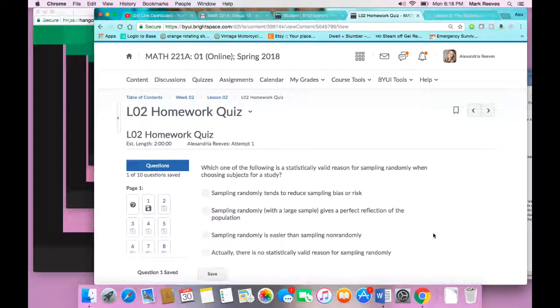Which of the following is a statistically valid reason for sampling randomly when choosing subjects for a study? Sampling randomly. Okay, so I have it in front of me. Simple random sampling is the best method for obtaining a random sample. If there is a list of all items in the population and they are all accessible, a SRS can be collected. Do not bark. Sorry. That's okay. I think the first one is the answer because when you do a random sample, you reduce the bias that could be in the answers.